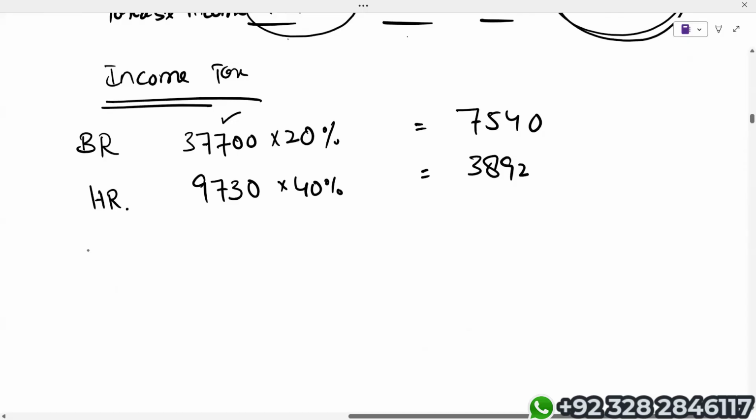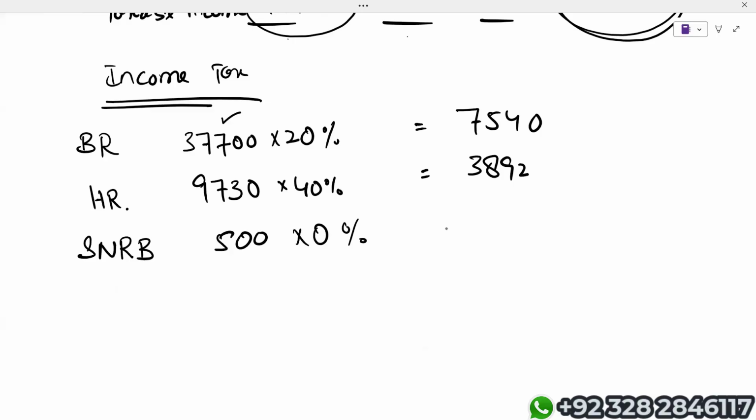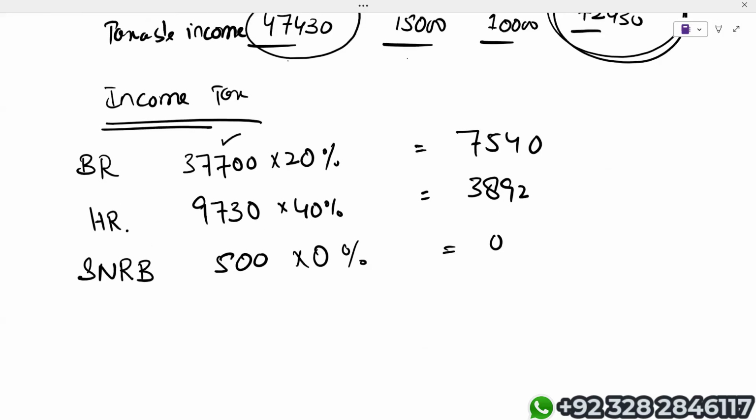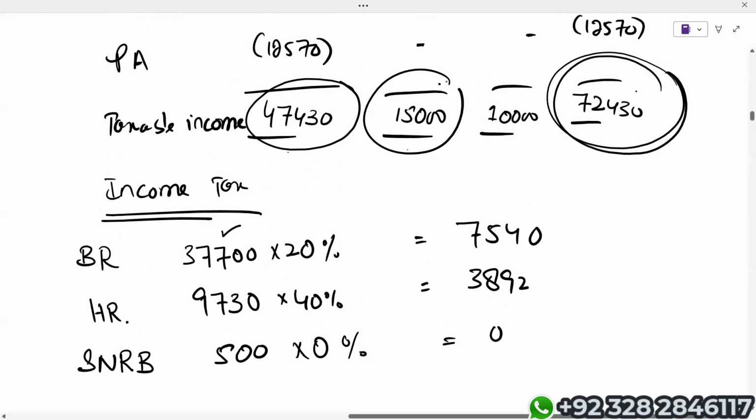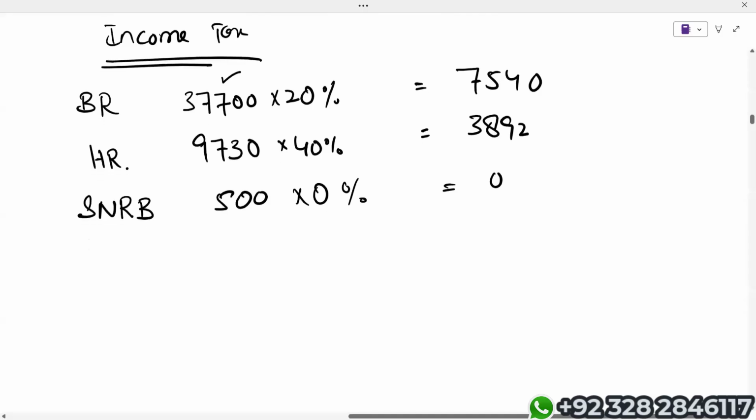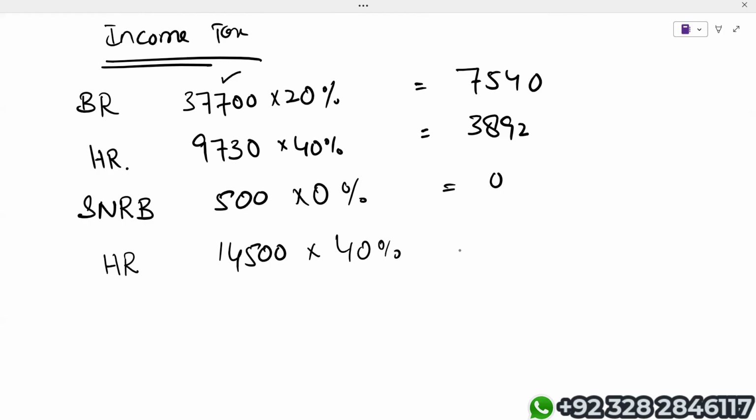So saving nil rate band is 500 into 0% is obviously 0. Total saving income is 15,000. Out of 15,500 we have considered in nil rate band. So we are left with 14,500. Obviously, remaining 14,500 falls in high rate band because basic rate band is already fully utilized. Applicable income tax rate is 40%.